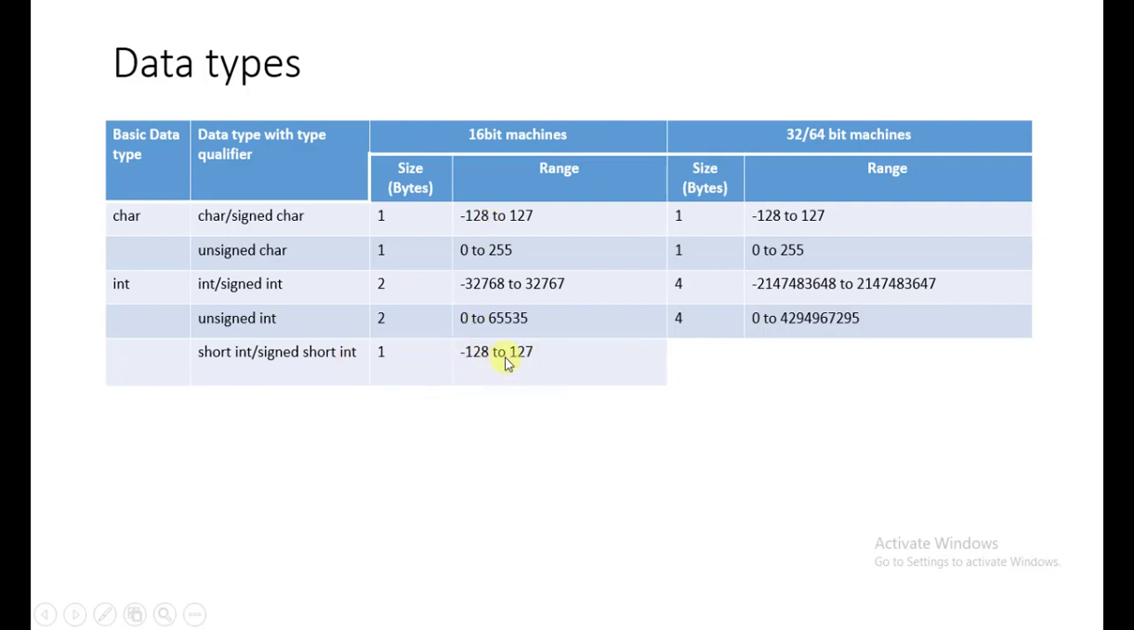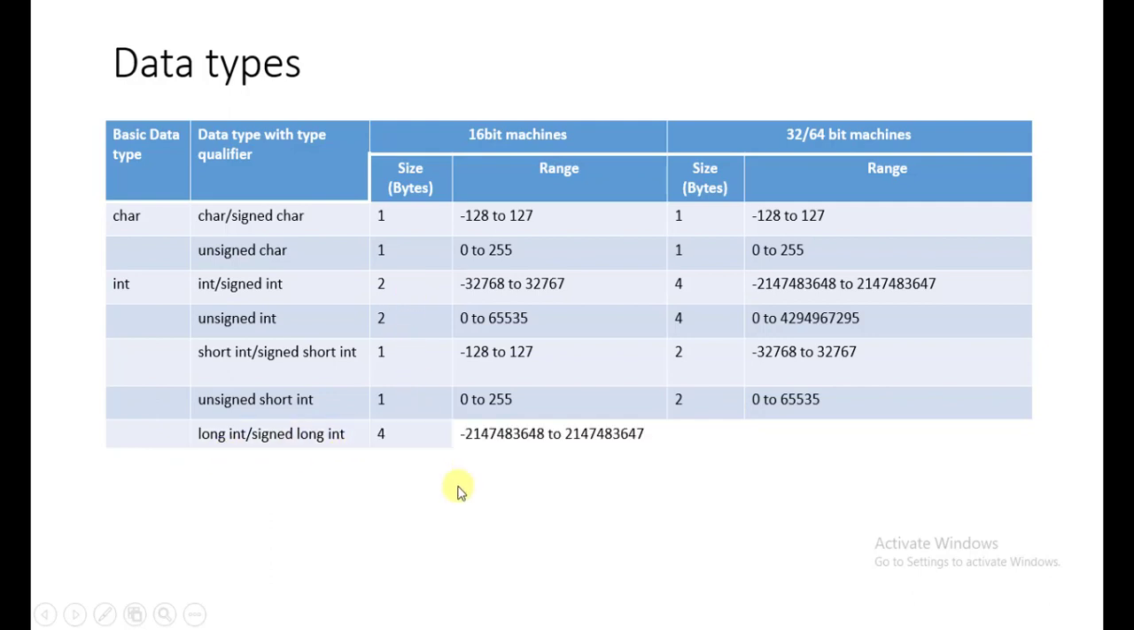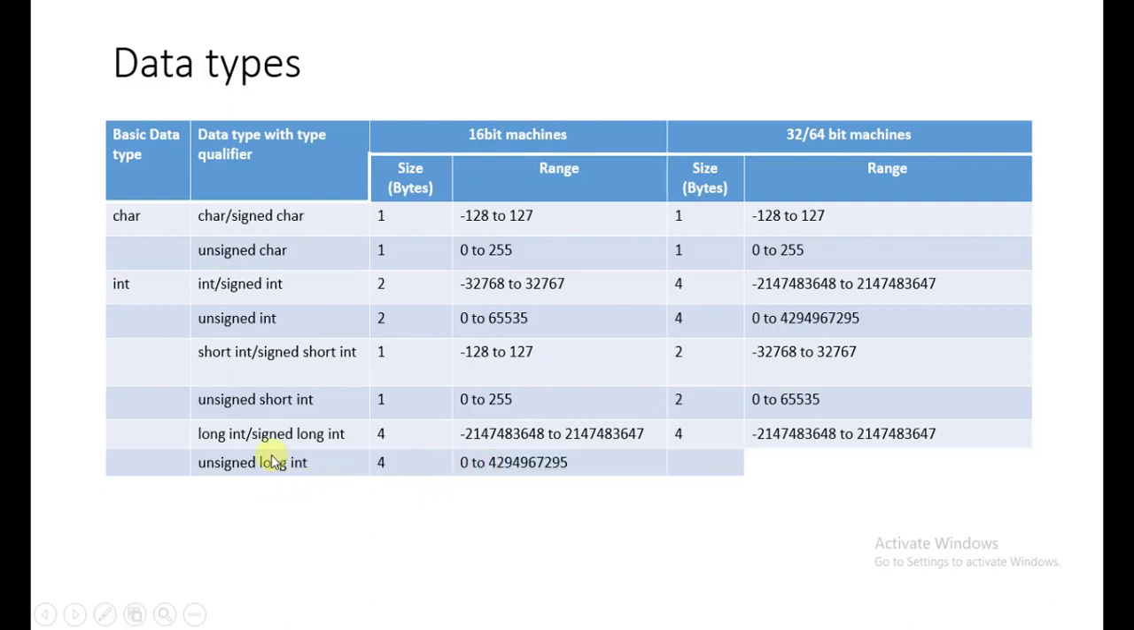You know how to calculate the range. In 32-bit and 64-bit machines it is 2 bytes. And then unsigned short int, the size remains the same. In 16-bit it is 1, and in 32 and 64-bit it will be 2 bytes. And long int, signed long int, both are the same. The size of long int in 16-bit machines is 4 bytes, and in 32 and 64-bit machines also it is the same, 4 bytes. And then unsigned long int. Size will be the same as long int but the range will be double.